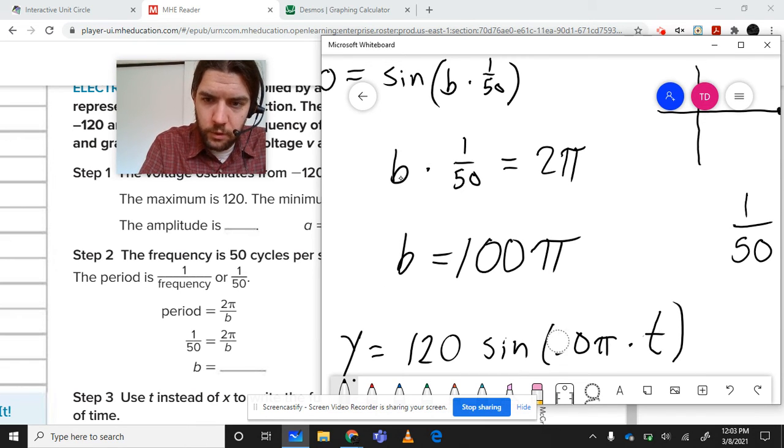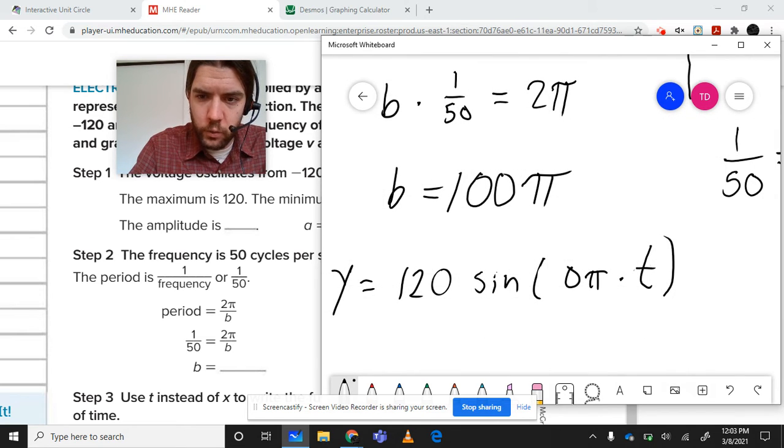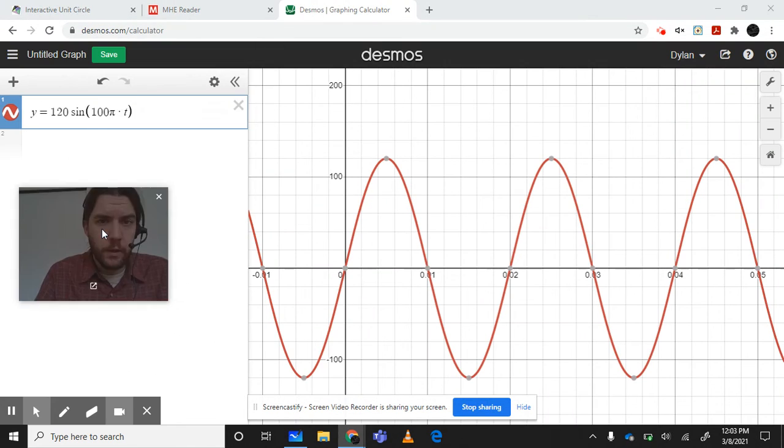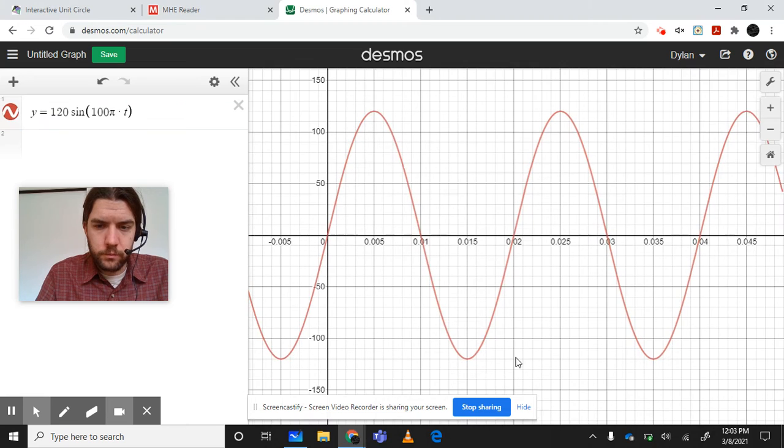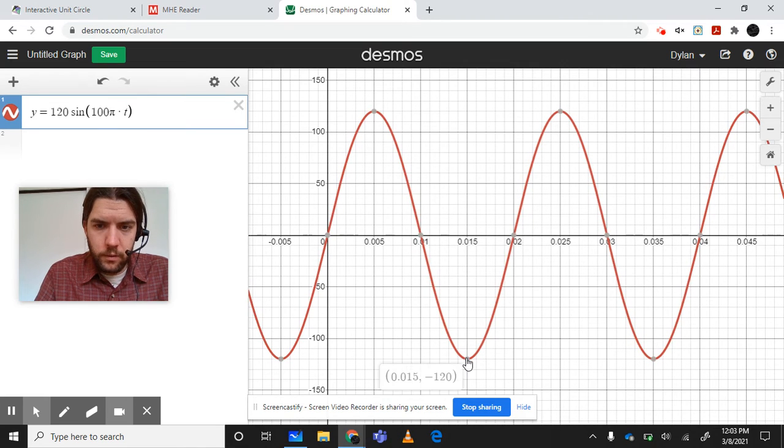Oops, I miswrote it down here. So our equation would be y equals 120 times the sine of 100 pi times t. If we put that in, we would get our maximum of 120, we'd get our minimum of negative 120, and in addition to that, we would get a full cycle complete every 50th of a second, every 0.02 seconds. Okay, so that would be basically it.